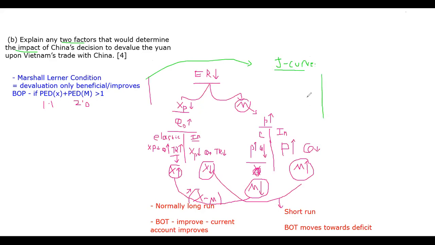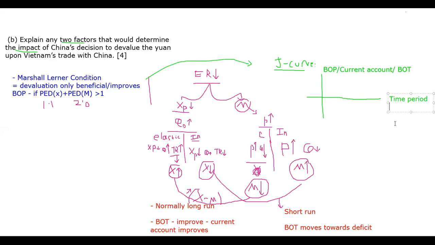So you have this. I wish I had a drawing pen. Either you can write BOP, current account, or BOT. It doesn't make any difference because BOT is a subset of the current account, which is a subset of the BOP. So they all move in the same direction. Here, basically, write time period.